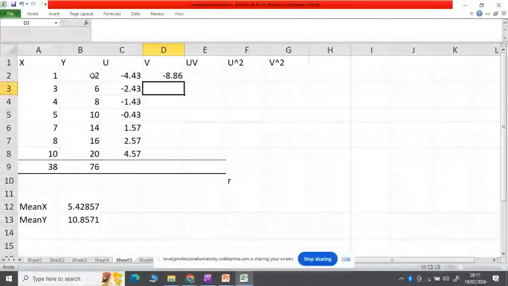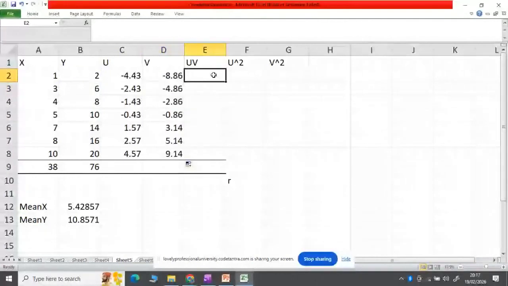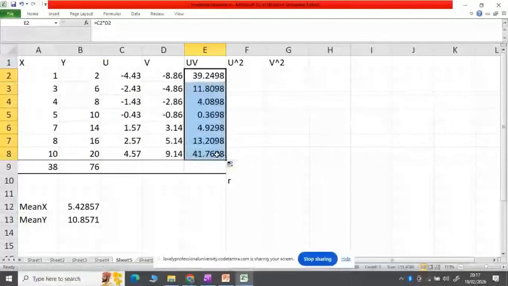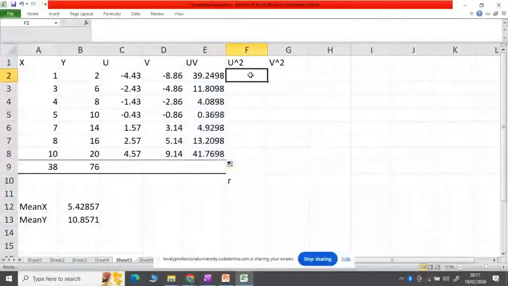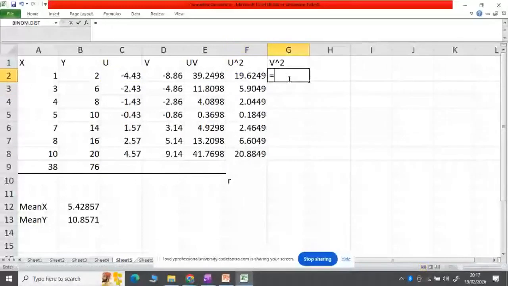So we got this v. Now we will find the product of u and v. In Excel it is very easy, but when you are using the calculator, you can see how difficult the calculations are becoming. You can take only two digits after the point. Use it here. Now v square. So this is v square.